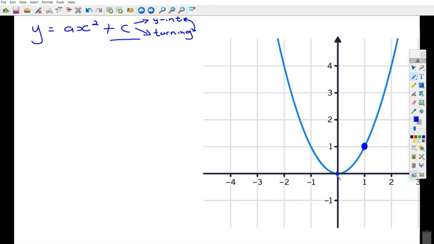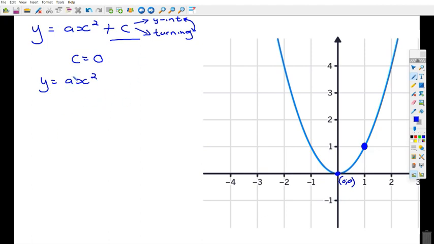So my turning point is at 0 and 0. Can you guys see that? 0, 0. So what is my c value there? C is going to be 0. Now let's substitute this c value in this equation and see what we have left. Ax squared plus 0. I don't have to write the 0 because it's nothing.